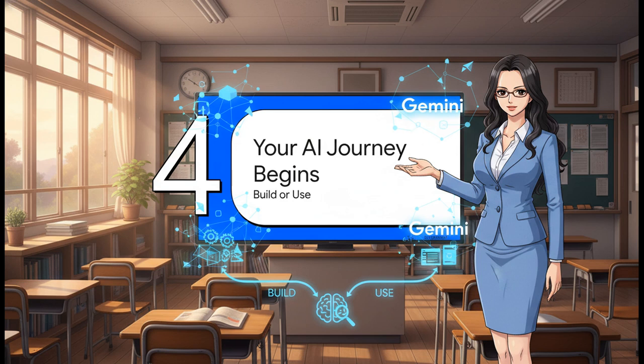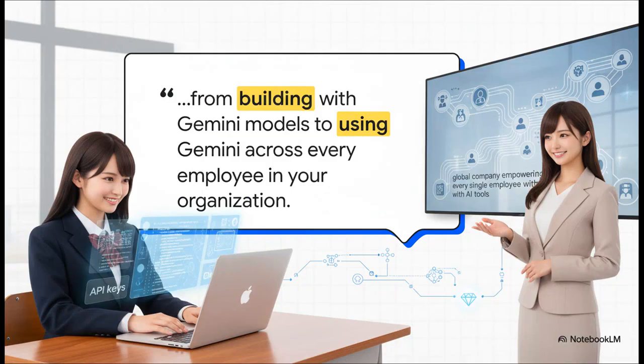So there you have it. We've mapped out the whole Gemini ecosystem, and it all came down to answering that one critical question. Are you here to build, or are you here to use? Once you know that, the path forward gets a whole lot clearer. You know, this really echoes what Google themselves say. Their whole ecosystem is designed to help, and I quote, from building with Gemini models to using Gemini across every employee in your organization. It really does cover that entire journey, from a student tinkering with their first idea all the way to a massive company-wide AI rollout.